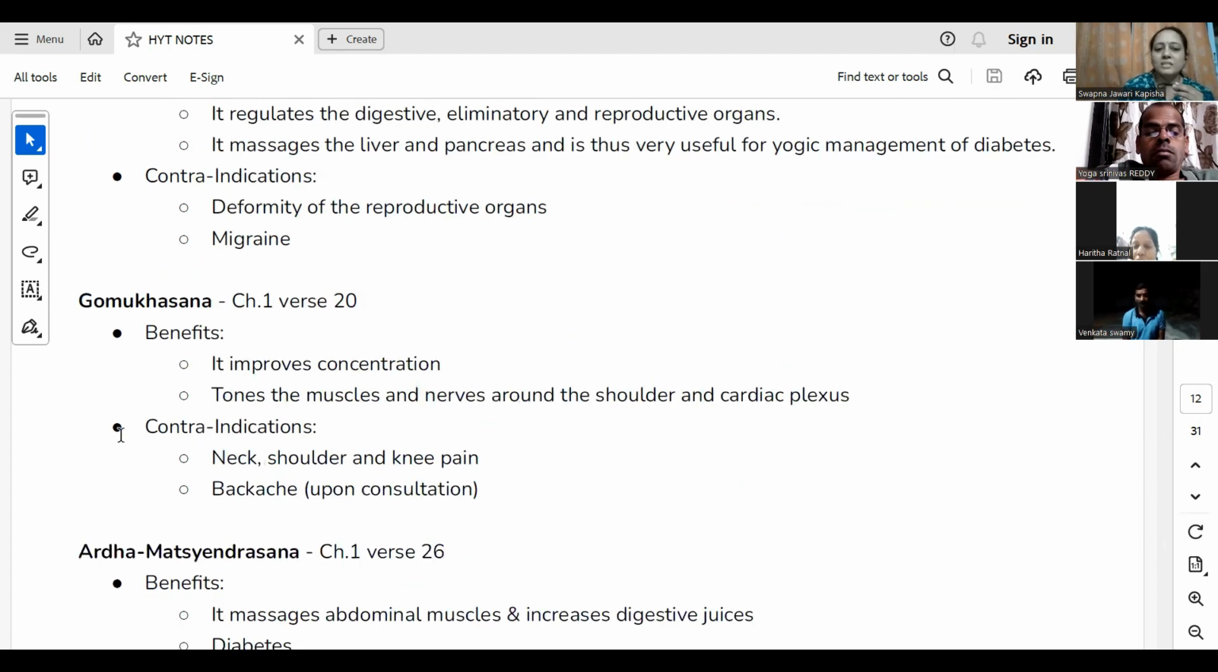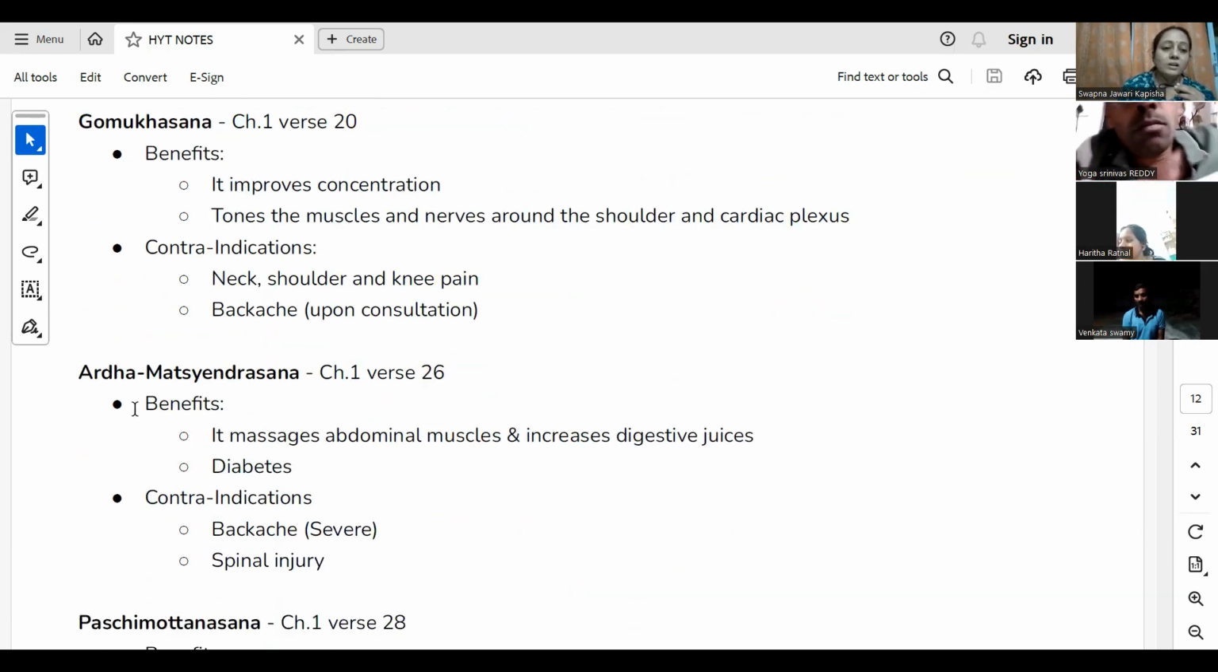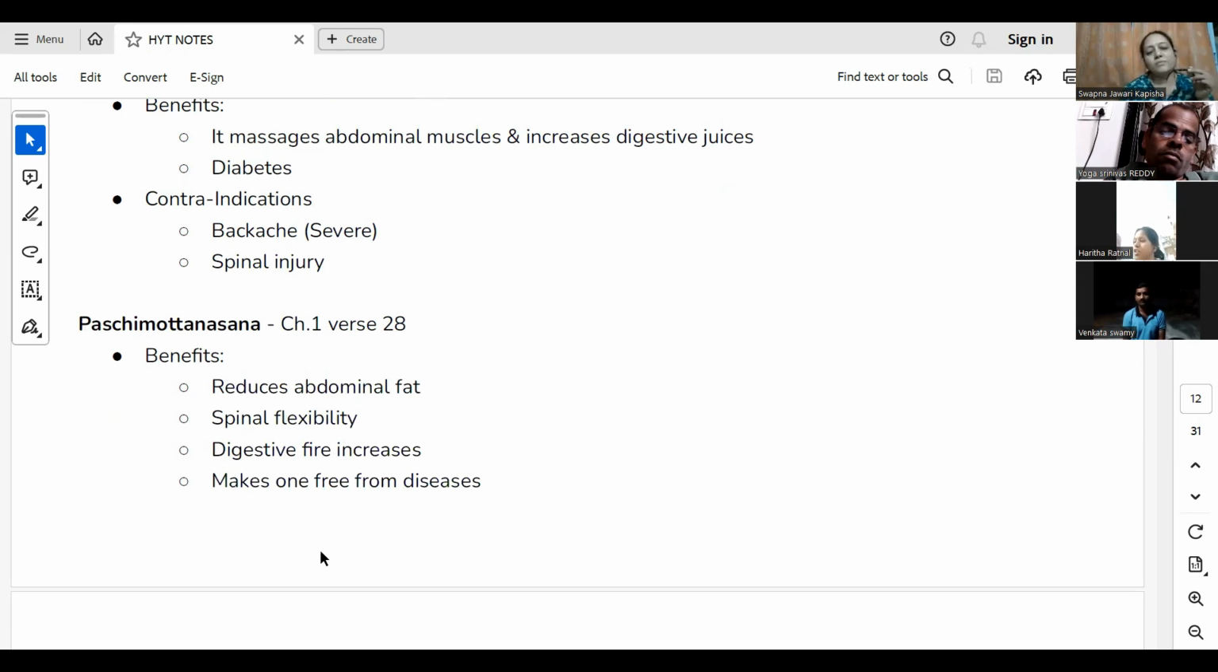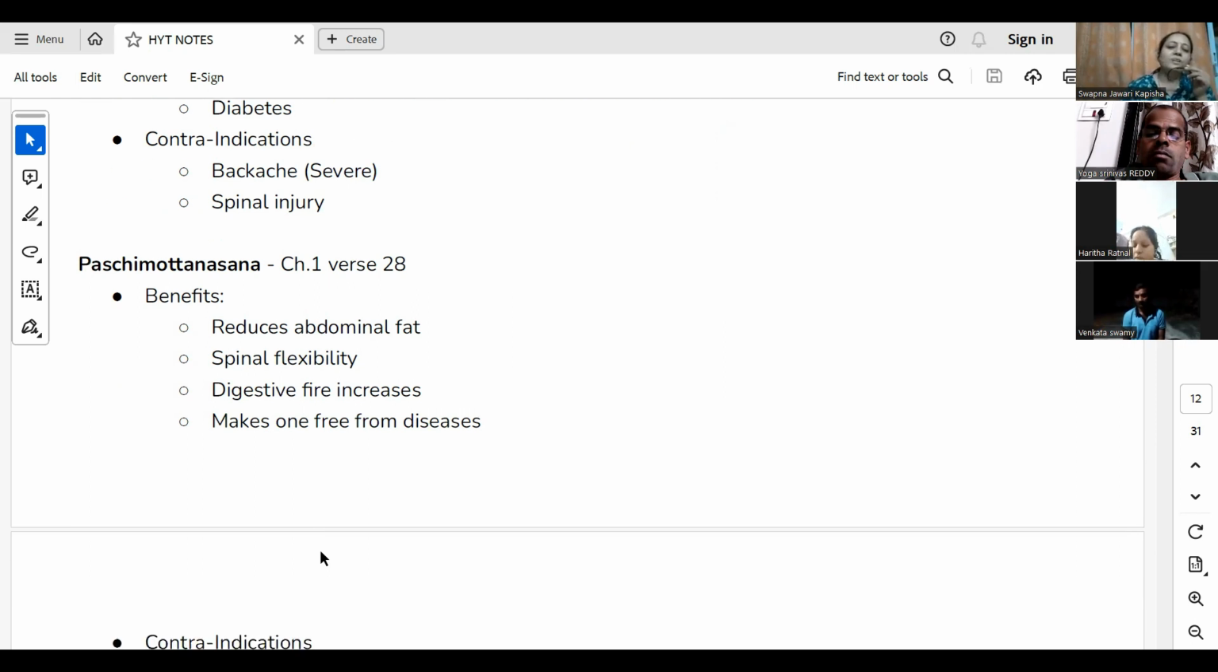Now, Gomukhasana. It improves the concentration, tones the muscles and nerves around the shoulder and cardiac muscles. Contraindications: neck, shoulder, and knee pain, backache. Ardha Matsyendrasana massages the abdominal muscles and increases the digestive juice, useful for diabetes. Should not be done by people who have backache and spinal injury. Paschimottanasana reduces the abdominal fat, improves spinal flexibility, increases the digestive fire, that is Jatharagni, and makes one free from diseases.